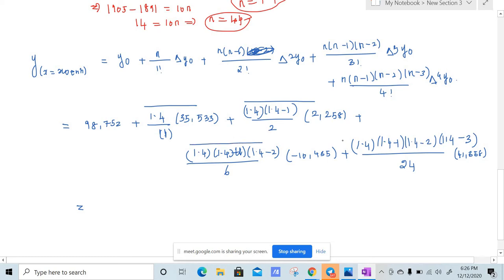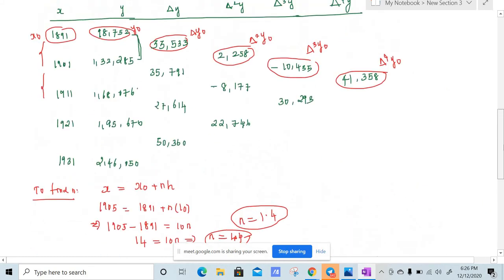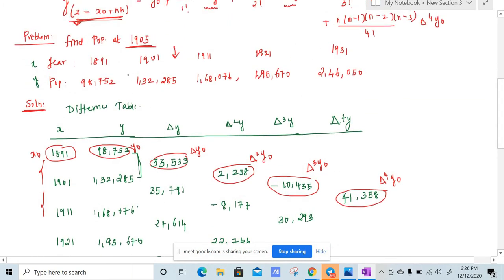Again you do this separately, and then you will have this value plus this value plus this value plus this value plus this value. So you will have the answer to be 1,48,304. That's it. So this is the Newton forward interpolation formula, right? Therefore this will be 1,48,304. We are interpolating the value in between the interval, and you can see this lies in the first half. So you can use the Newton forward interpolation formula, right?